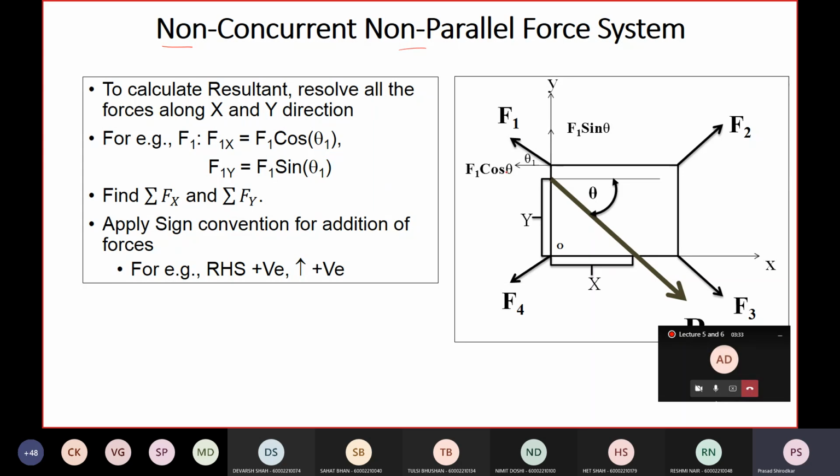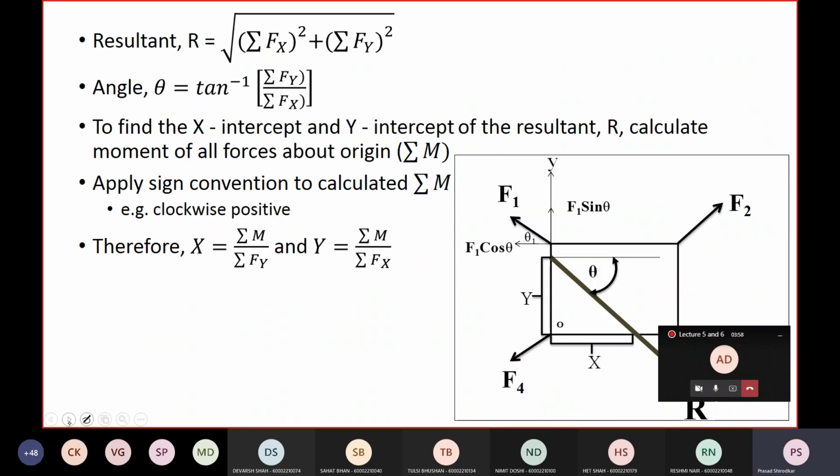To find the resultant of such a force system, you have to resolve all the forces. Then take the summation of the forces in x and y direction and apply the sign convention. For example, you always use right hand side positive and upwards positive for summation Fx and summation Fy respectively. After that, you find the resultant by squaring and adding, then taking the square root of summation Fx and summation Fy, and the angle is tan inverse of summation Fy by summation Fx.